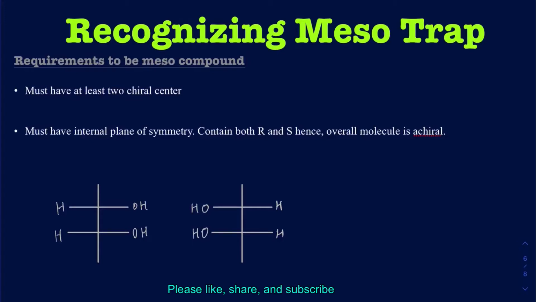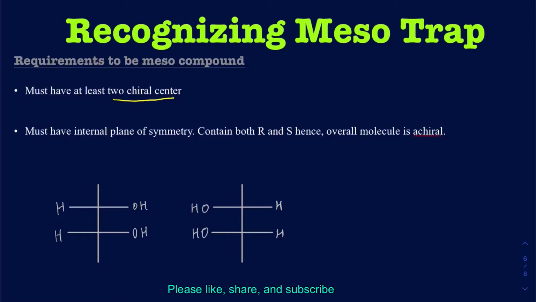For something to be a meso compound, you have to have at least two chiral centers. So if you only have one chiral center, it cannot be a meso compound. And you could very well have more than two chiral centers, but the minimum requirement is two chiral centers.